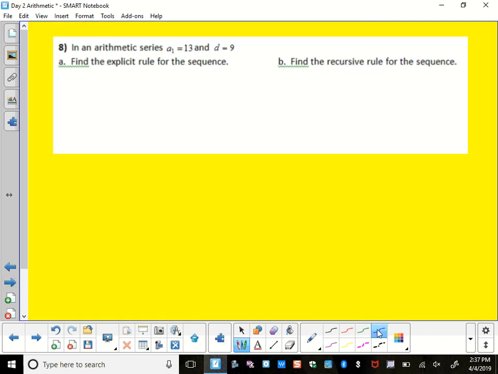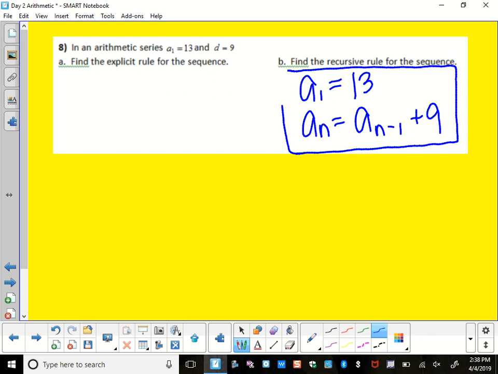Let's look at number 8. Your explicit rule. Actually, let's skip the explicit rule for this one. Let's do the recursive rule. Where am I starting? 13. At 13. My explicit rule says the previous term, and what's my difference? Okay. Plus 9. That's all you have to do. You can copy this down for the sake of time. Your explicit rule for this one was 9n plus 4.